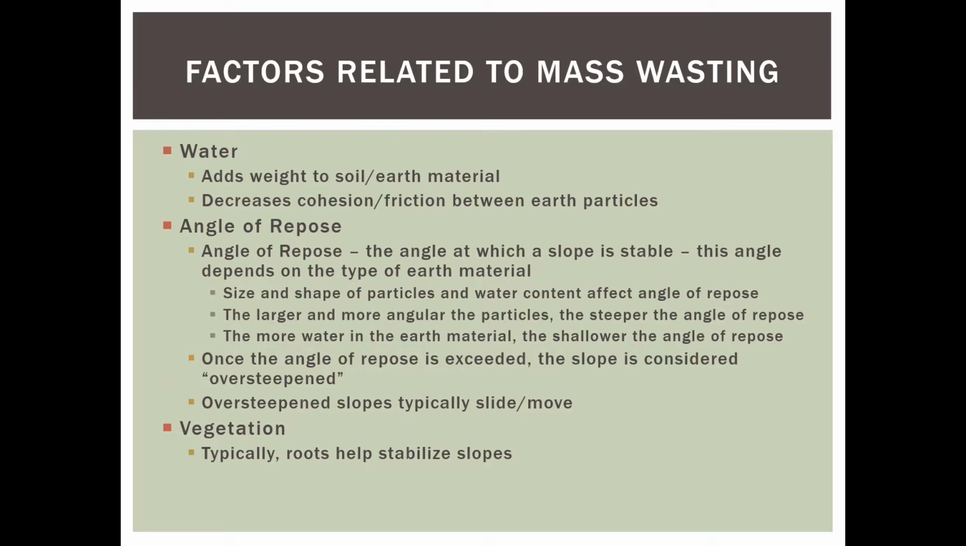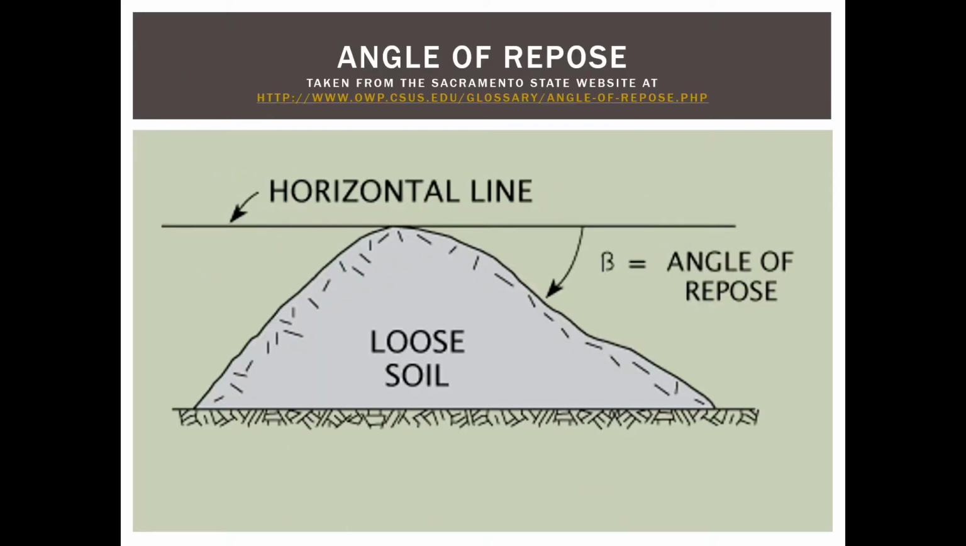Secondly is the angle of repose. Now, the angle of repose is the angle at which a slope is stable. This angle depends on the type of earth material. So, when a material is at or below the angle of repose, a slope is stable. Let me go to the next slide so you can see the angle of repose. So if we have an imaginary horizontal line, the angle of repose is the angle from that horizontal line down to the slope, right? So you see that in our example, the angle of repose.